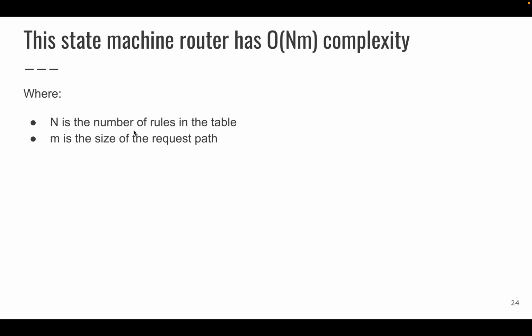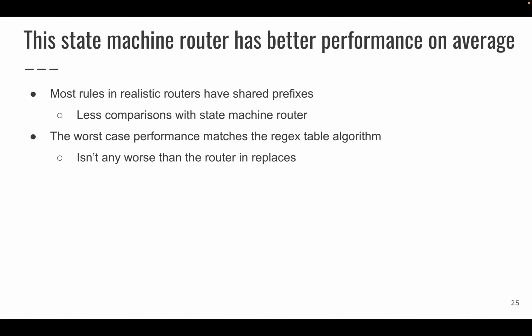So let's try and quantify that. Well, the first thing to state is that in the worst case, I think this router has the same complexity. And the reason I say that is in the worst case everything's a wildcard. Every rule has a wildcard in, so it's just a regex table router. So I think its worst case is the same. But I think it has better performance on average.